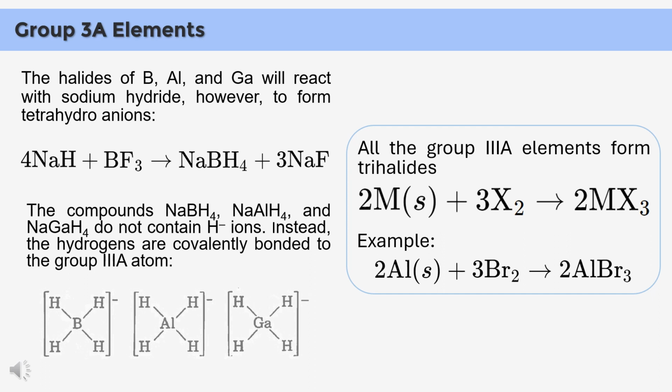All the group 3A elements form trihalides, although thallium does so reluctantly, preferring to remain in the +1 oxidation state. The general reaction is given to the right, where M is the group 3A element and X is the halogen. An example is the reaction between aluminum and bromine, which yields aluminum bromide.